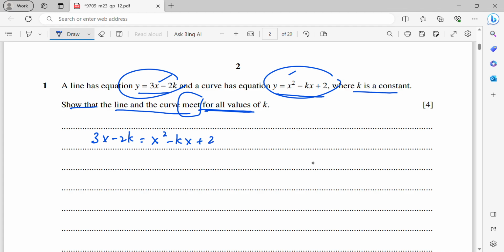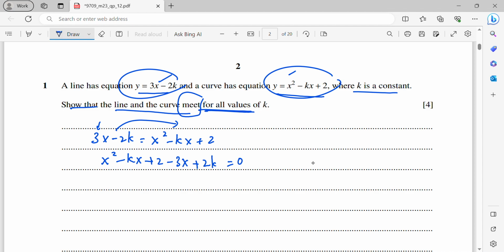Okay, so from here I will move all the terms to the right side so that you are getting a quadratic equation. So I will get x squared minus kx plus 2. By moving the 3x to the right side, it will be negative 3x. Then the minus 2k becomes plus 2k, then equals to 0.